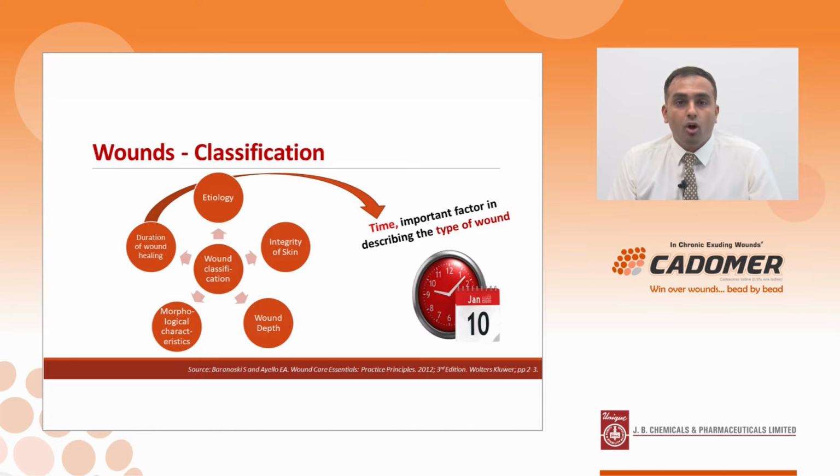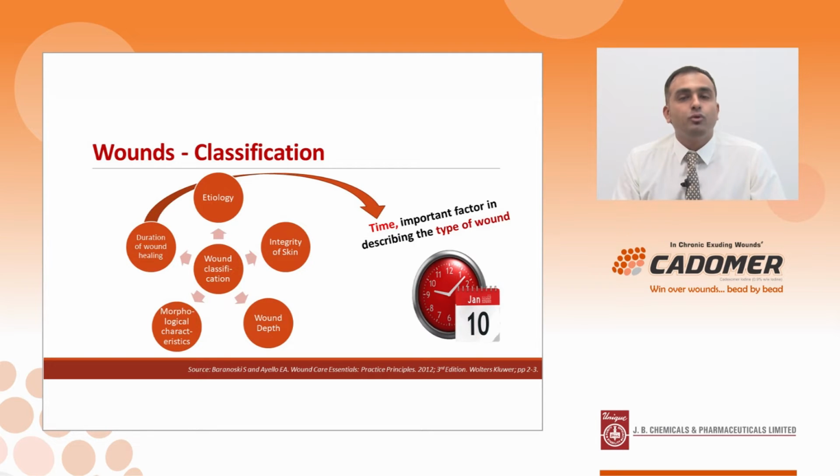Then wound depth. Wounds are even classified based on the depth of the wound. Like we have already studied about the anatomy of the skin, the skin has got three primary layers: the epidermis, dermis, and the fatty tissue. So which part of the skin is getting affected, whether it is epidermis, or epidermis plus dermis, or the epidermis, dermis, and all the underlying layers and structures. Depending on that, the wounds are classified either as superficial wounds, partial thickness wounds, or full thickness wounds.